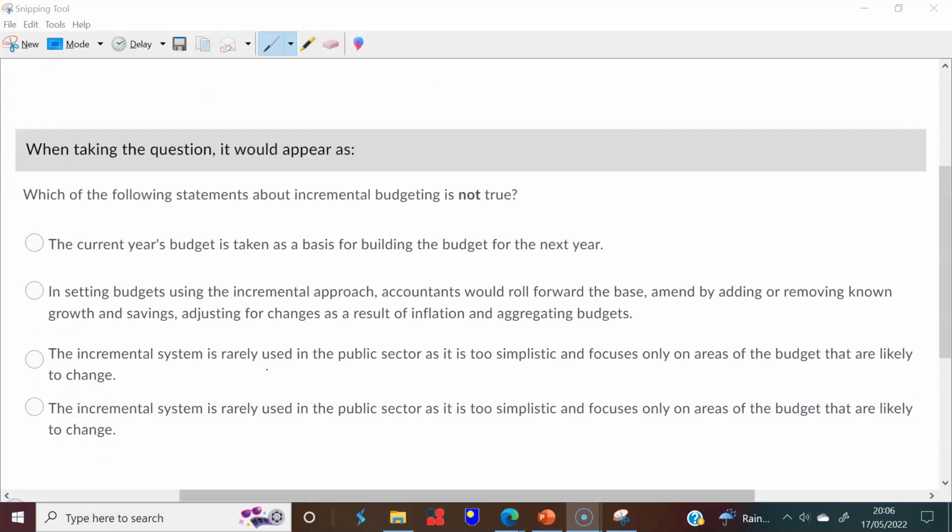Okay, a theory question. Which of the following about incremental budgeting is not true? So this is true. We take the prior year, the previous year, and use that as a base to build. So this is true.